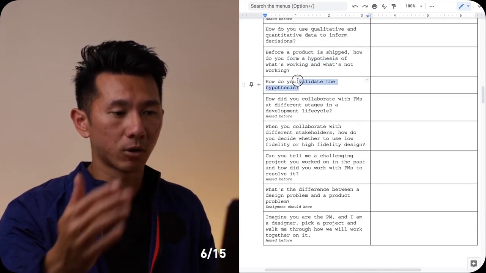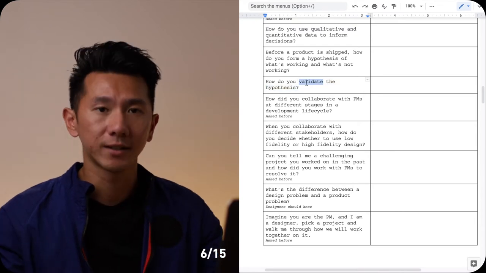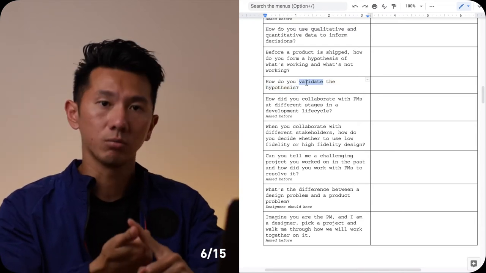And you're likely to get a follow-up question of how do you validate that hypothesis that you have? There are many ways to validate it. One is to just, you know, prototype and test. And second, I shouldn't spoil too much.